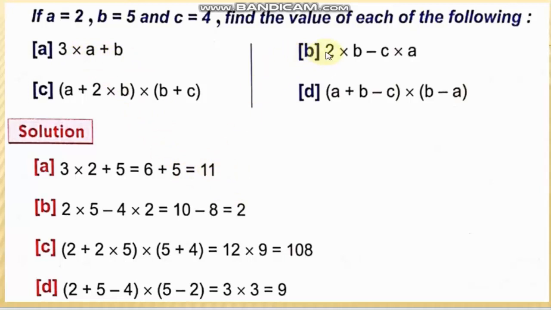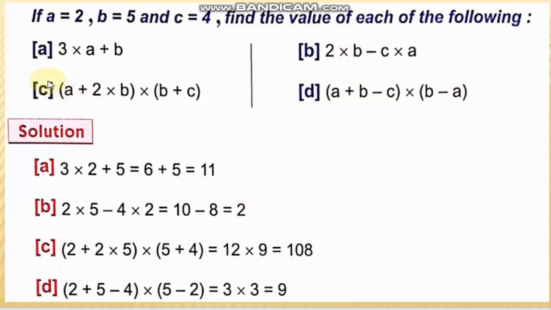So the value of 3 times a plus b equals 11. Letter B: 2 times b minus c times a. At first, drop the number 2 and the sign times. The value of b equals 5, and drop the sign minus. C equals 4, and drop here the sign times, and the value of a equals 2. So 2 times 5 equals 10, minus 4 times 2 equals 8. 10 minus 8 equals 2. So the value of 2 times b minus c times a equals 2.